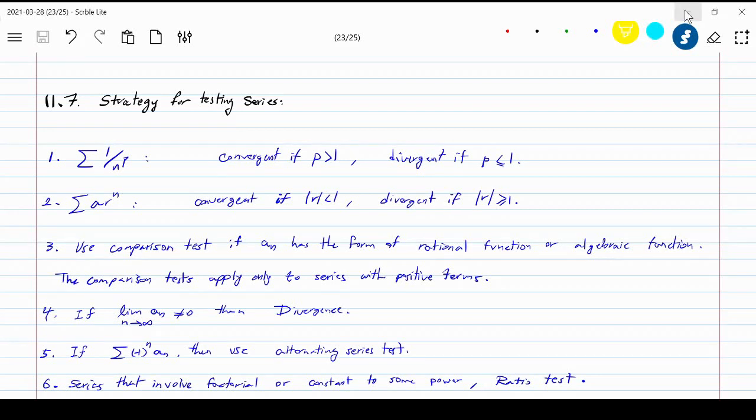Let's continue on chapter 11, section 7. It is a combination of all those strategies that we've learned so far to discuss convergence or divergence of a series. So I've written down some of these.